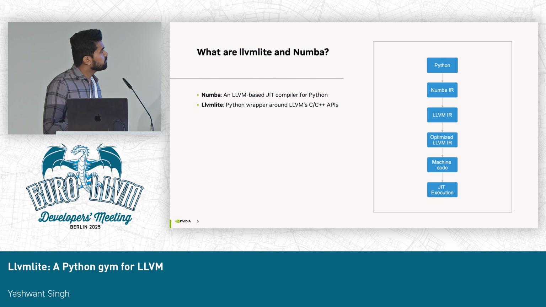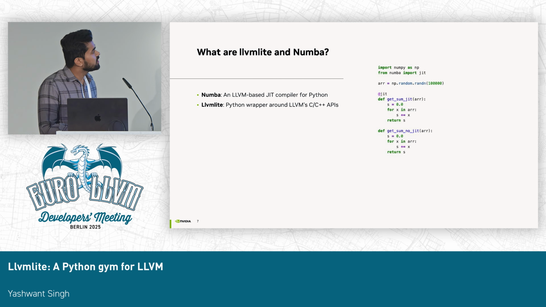So Numba, as I said, is an LLVM-based JIT compiler for Python. The way it works is you start with Python, which is then lowered to something called Numba IR, which is very close to Python, but I haven't exactly worked on Numba IR. Then Numba IR is lowered to LLVM IR. Once you have the LLVM IR, it is optimized using LLVM C++ APIs, for which we have wrappers in LLVMlite. One more thing, the Numba IR to LLVM IR translation is again done by LLVMlite, which acts like a compiler frontend for Python. Once you have the optimized IR, you can just generate the machine code and directly execute it on the machine.